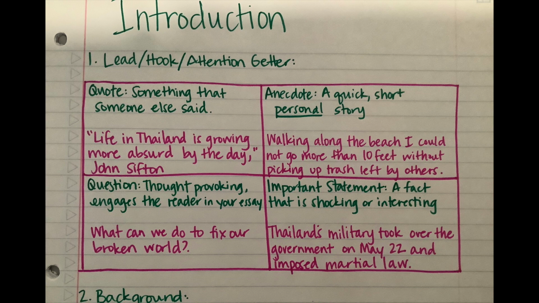The fourth and final way that you can start your introduction is by creating an important statement. This can come from one of the articles that we've read, one of the 5 articles. An important statement is a fact that is shocking or interesting. An example is, "Thailand's military took over the government on May 22nd and imposed martial law." So this important statement can come from any of the 5 articles that we've read, but it should be something that is interesting or shocking to your reader.